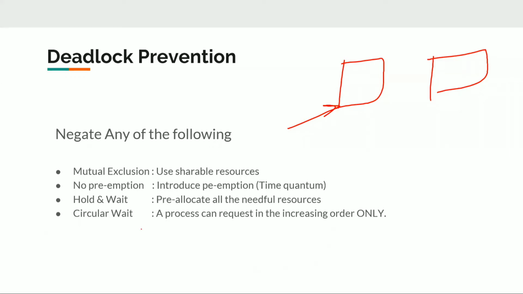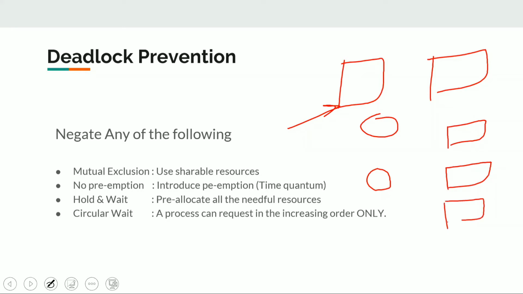Okay, what circular wait is saying: if I have the processes P1 and P2, and there are multiple resources, R1, R2, R3, and R4, I will number them. What circular wait says is that a process can request in increasing order only. Consider this is process 1 and this is process 2. Process 1 says, I want to access resource number 1. Okay, we will give resource number 1. Then process 1 says, I want resource number 3. Okay, we will give resource number 3 to process 1.